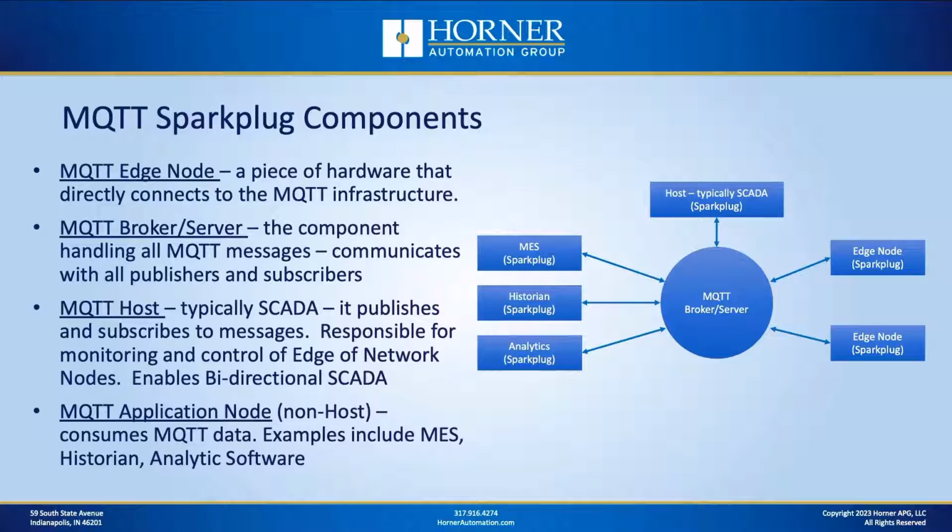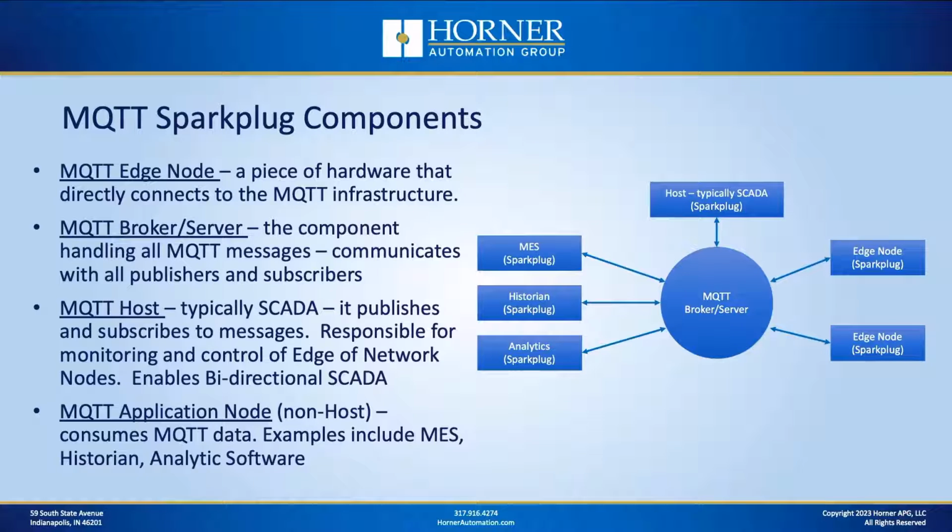Okay, now the components involved in a Sparkplug system are as follows. First of all, you have something called an MQTT edge node. In our case, we've got an OCS that is going to be acting as the edge node. So the OCS acts as that piece of hardware that's directly connected to the MQTT infrastructure, and effectively, it's publishing the data. That's what the OCS is going to do. And then, of course, the MQTT broker that we talked about, sometimes also called a server or distributor, is the component that handles all the communications.